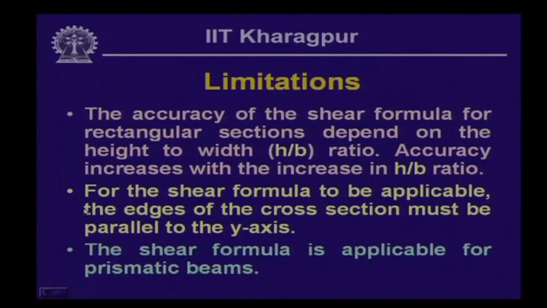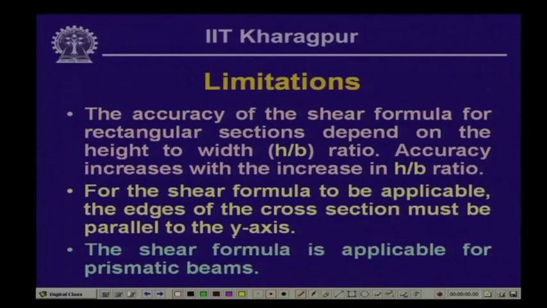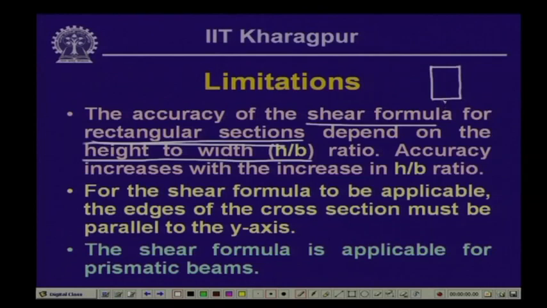Now, what we had assumed, as you have just seen, is that the distribution of the shear stress across the width is uniform. Now, when we are dealing with a beam of rectangular cross section, the accuracy of this particular shear formula depends on the height to width ratio. That means, if we have a beam with rectangular cross section having the width b and height h, the accuracy of this formula depends on this ratio h by b. Now, if h by b is larger, which means, for a constant value of h, b becomes smaller, the accuracy of the shear formula increases.